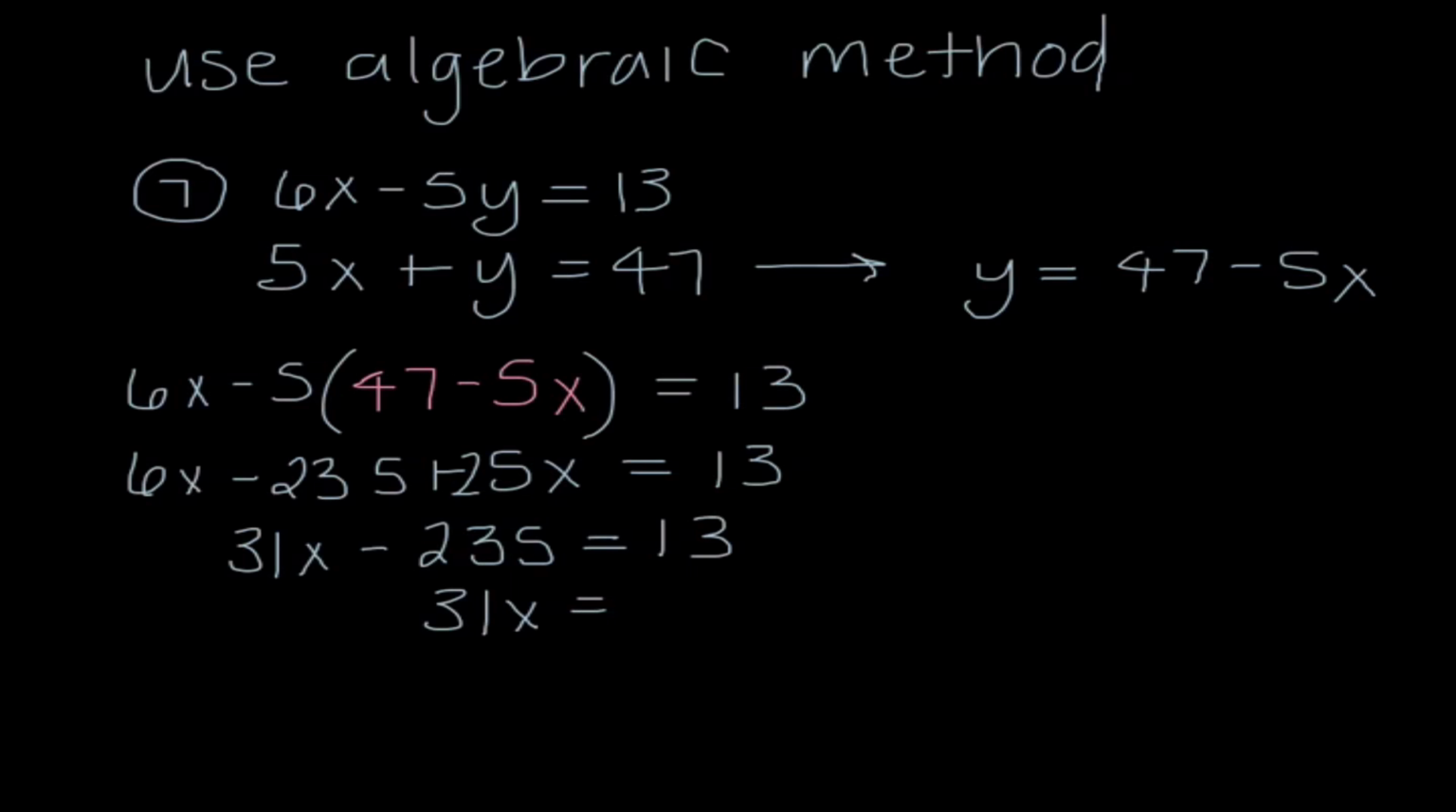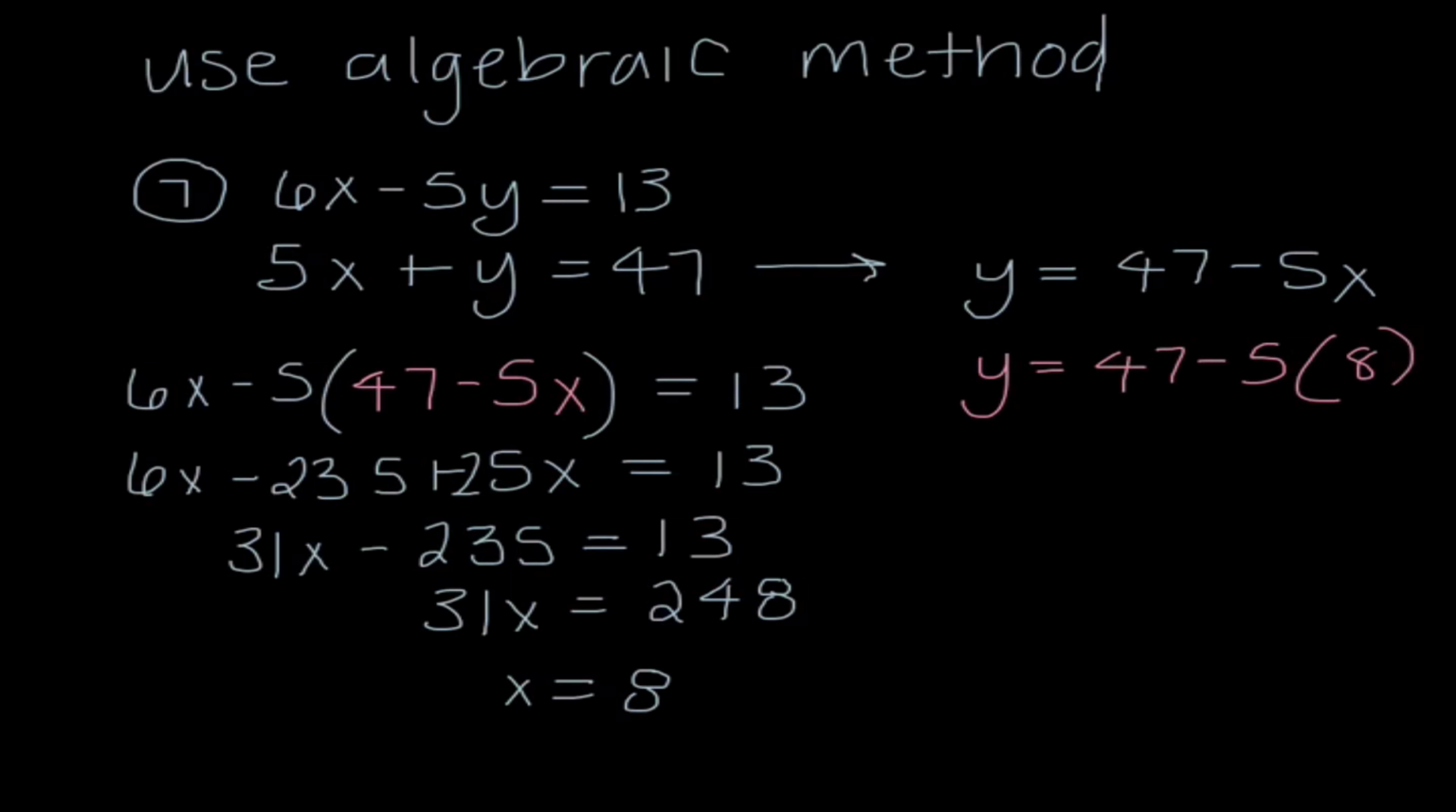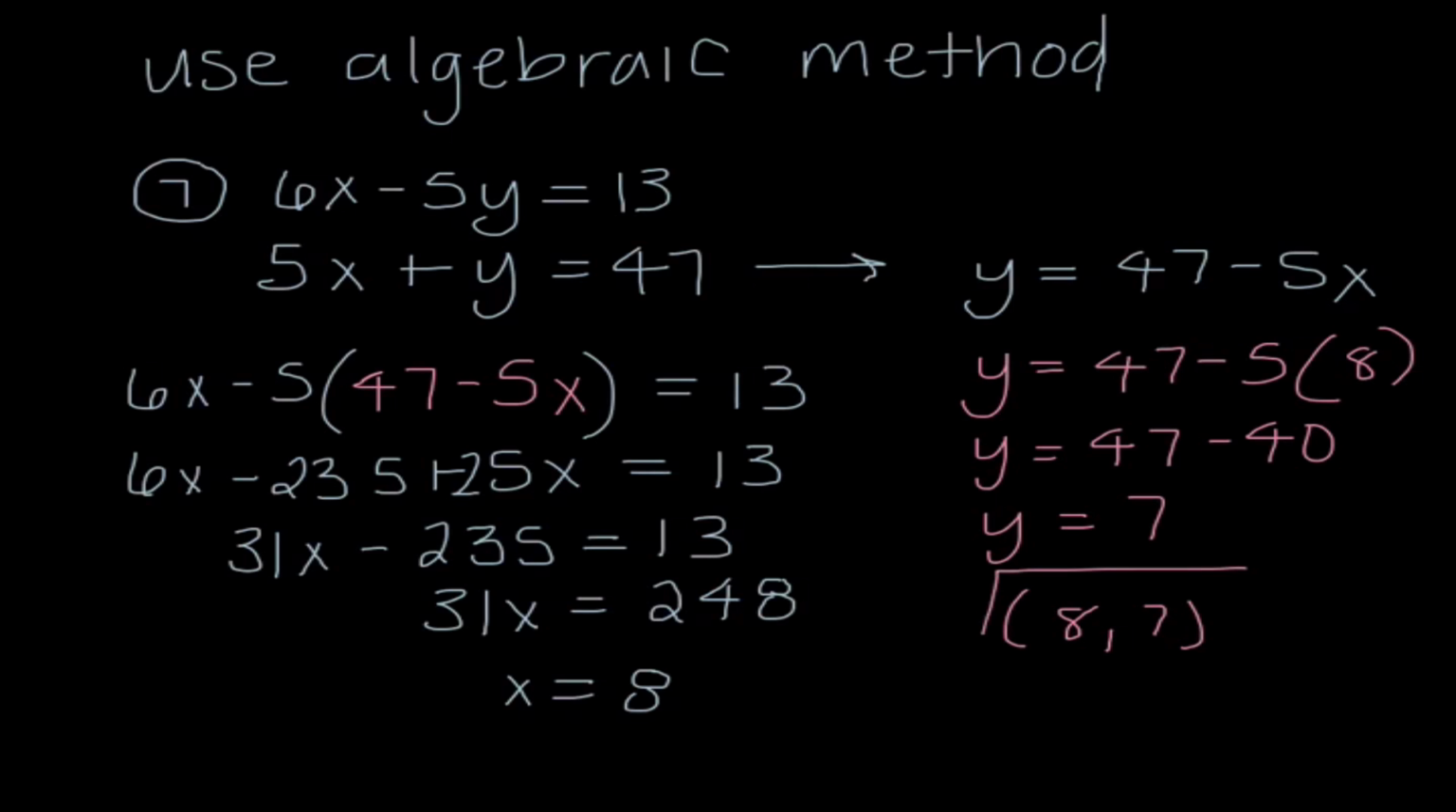31x equals, when I add 235 to both sides, I end up getting 248. And when I divide both sides by 31, I get x equals 8. So now I need to figure out what my y value is. 47 minus 5 times 8. So y equals 47 minus 40. So y is equal to 7. So that gives me an ordered pair of 8, 7.